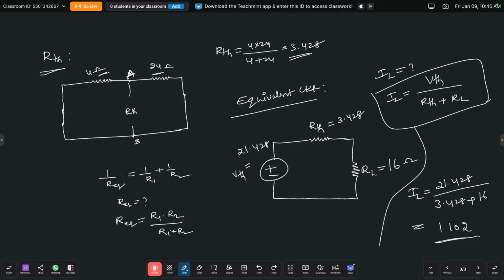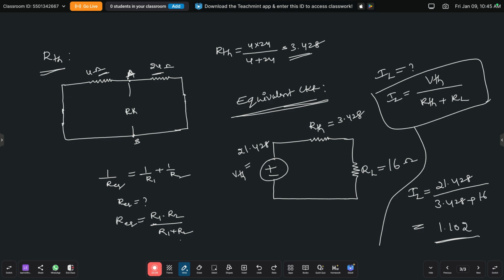When two resistors are connected in parallel, how can we find R equivalent? 1 by R equivalent equals 1 by R1 plus 1 by R2. So here we need to find R equivalent. Therefore R equivalent is equal to R1 into R2 by R1 plus R2. By substituting the values we get 3.48, and finally we draw the equivalent circuit.